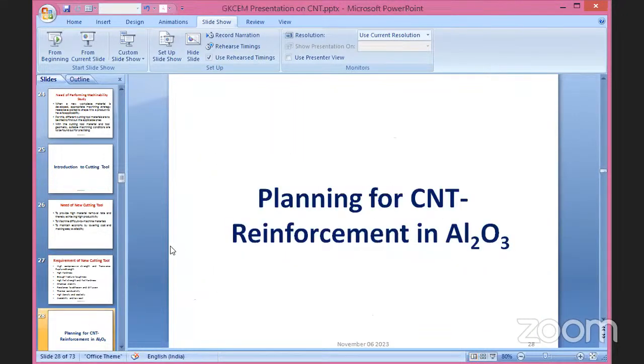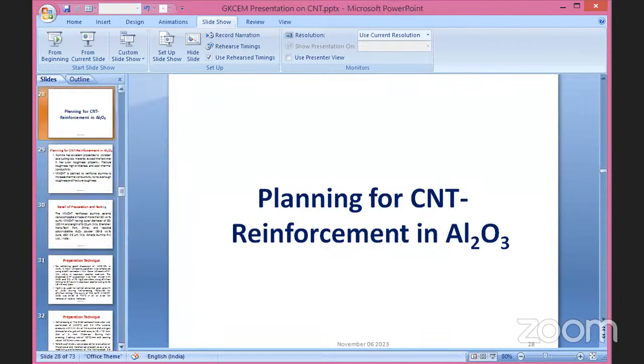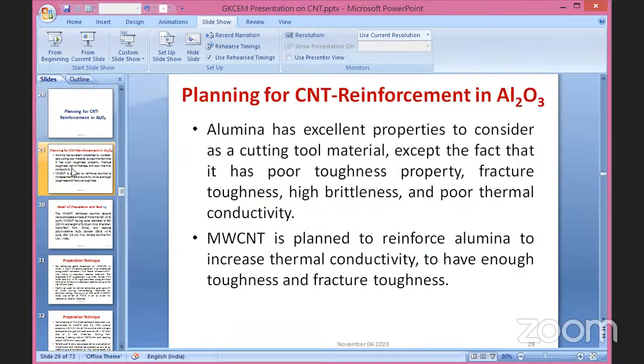Okay. Now I am showing how we have planned to make this CNT reinforcement within alumina. Now this basic development of this material was done at CGCRI Jadavpur, Central Glass and Ceramic Research Institute, Jadavpur. There actually this material is getting developed. They are having all these facilities. And I'm just showing how it is done.